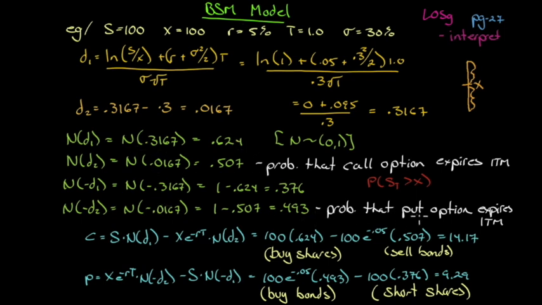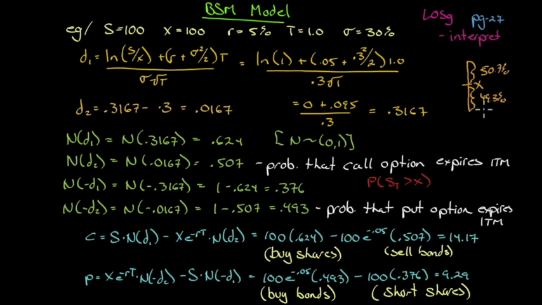And again, this is the probability that the put expires in the money. If this is the probability that the call expires in the money, if we got a 50.7% probability that the call expires in the money, well, you can't have more than 1, so this must be a 49.3% probability.